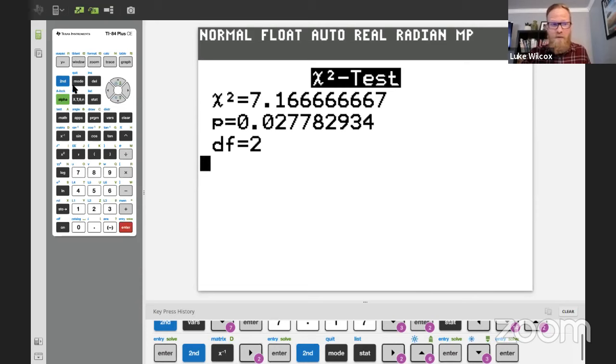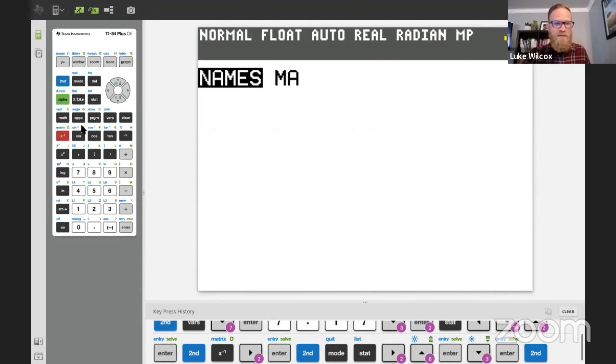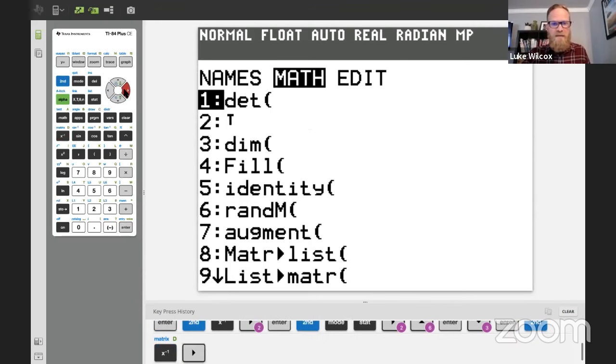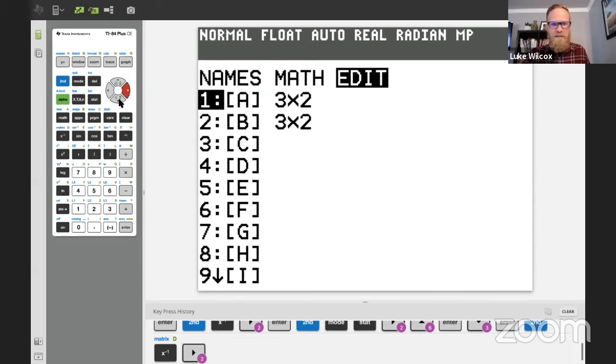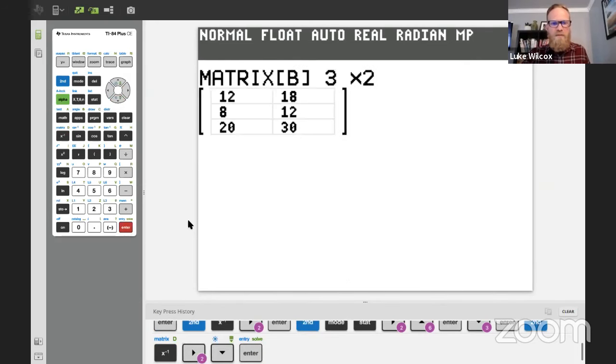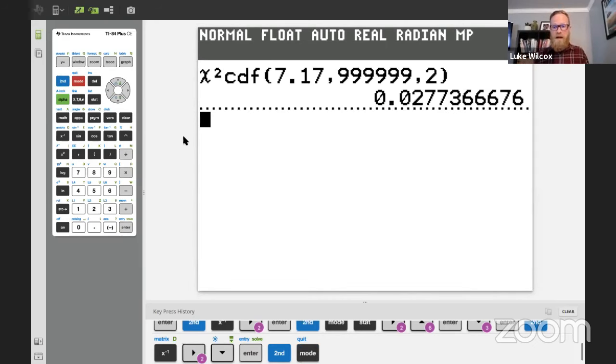And here's the really, really cool part about it. If you go back to those matrices and you go to edit matrix B, you will notice that these are all of your expected counts. And the calculator has actually figured that all out for you. You know, we did all that work to find these values. Turns out the calculator can do those for you. So it's a good way to check your work. So hopefully, you're able to use your calculator to check the work that you did on your significance test there.